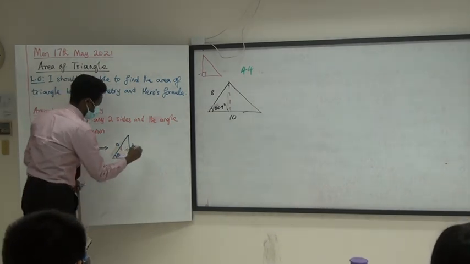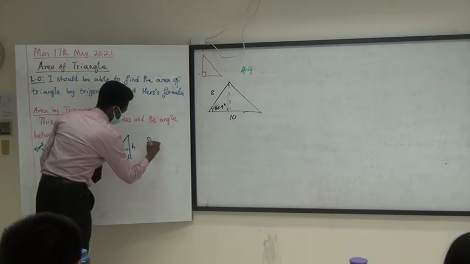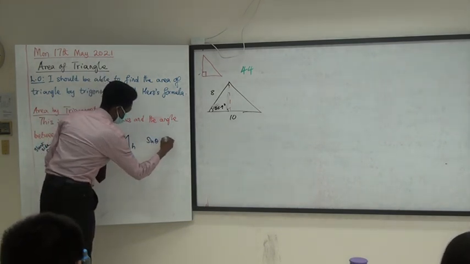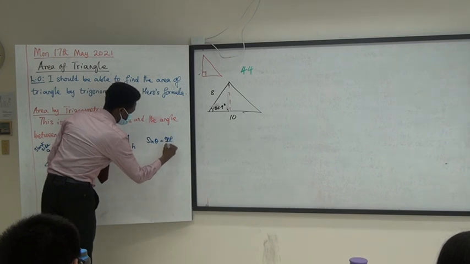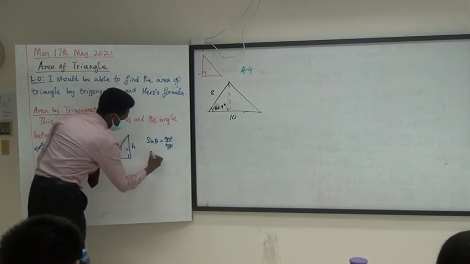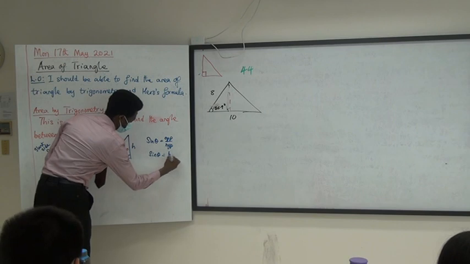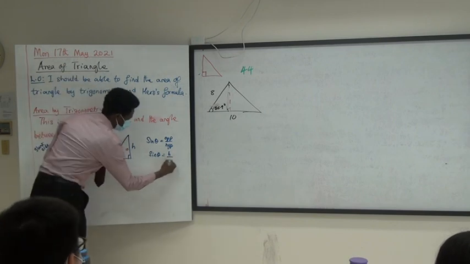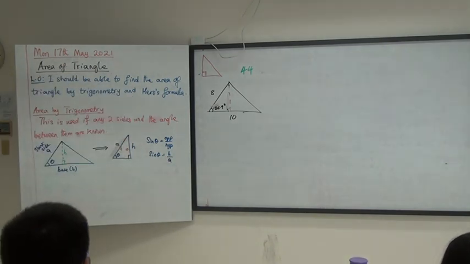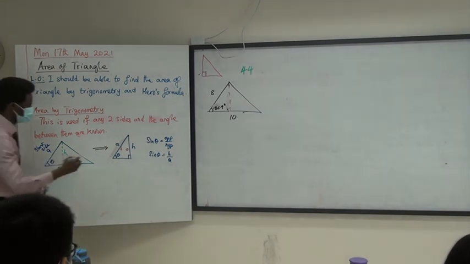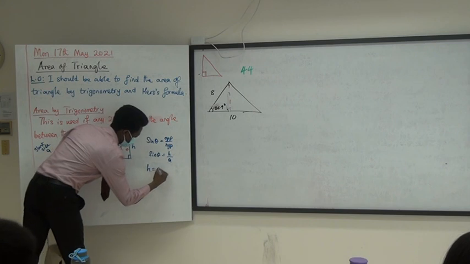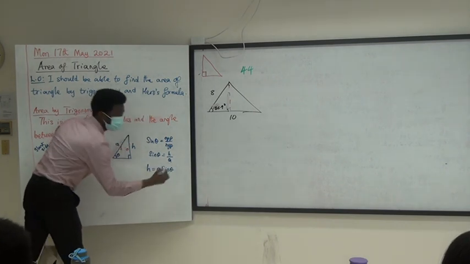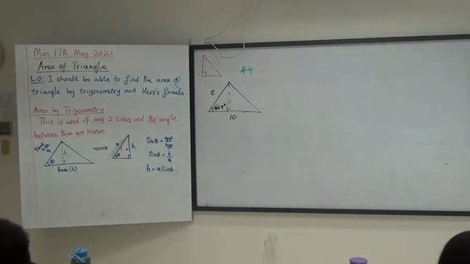From here, then we can say sine theta is equal to opposite over hypotenuse. So sine theta, the opposite is height H, hypotenuse is side A. Right? So which means our height is A sine theta. Do you agree? The only thing we're waiting for is just to find the height. We already know the base.